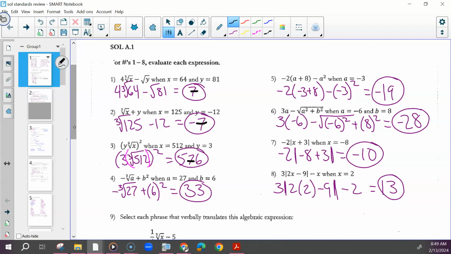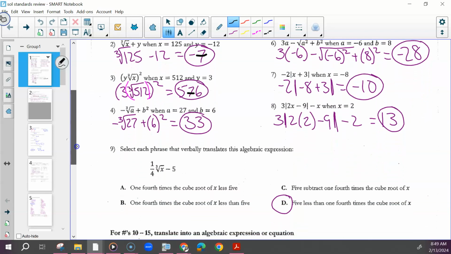Once this packet is done, it's going to be a great study guide to use for the SOL. Number 9 should have been D. A and D were similar, but with A, 1/4 times all of this would be together, less 5, you'd be subtracting 5 underneath the cube root. So that's why that one's different. So it should have been D.